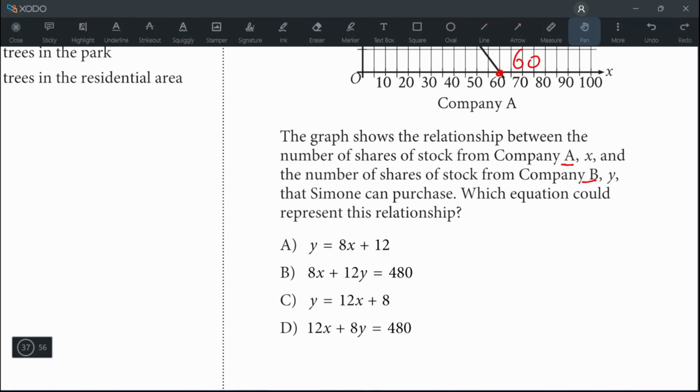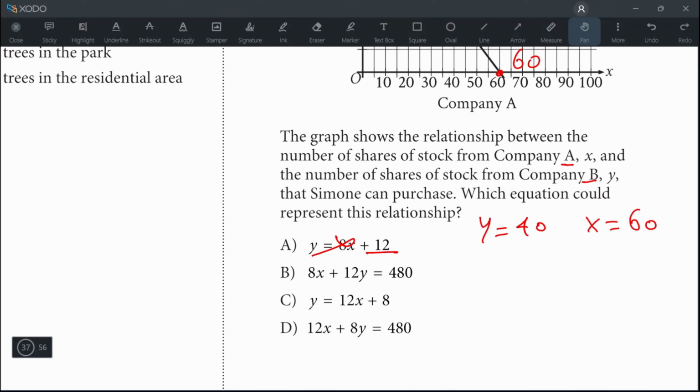Now let's go back to the choices and check every y- and x-intercept and find out which choice fits with a y-intercept of 40 and an x-intercept of 60. Let's start with choice A. Choice A has a y-intercept of 12, so that's an incorrect answer. What about choice B?